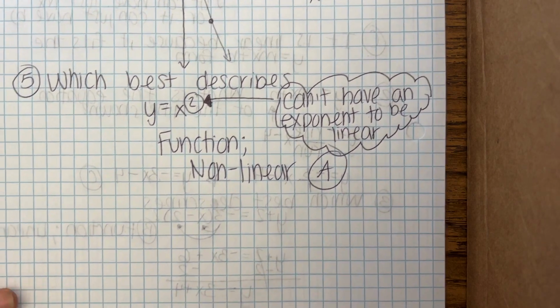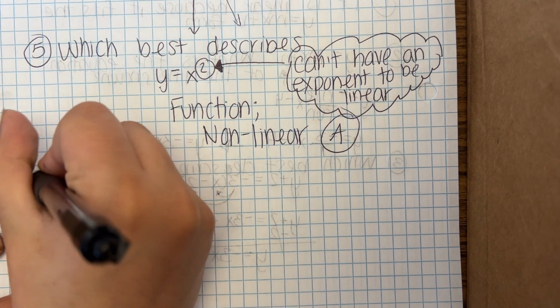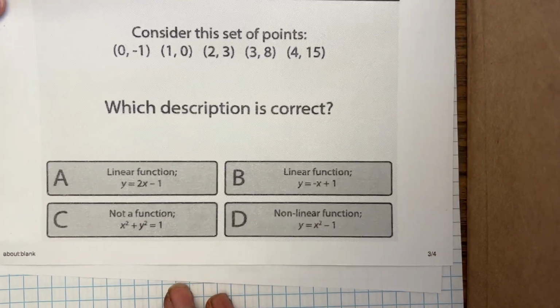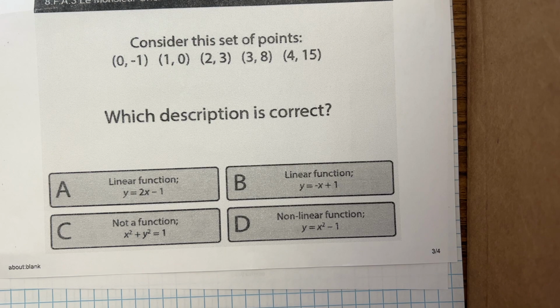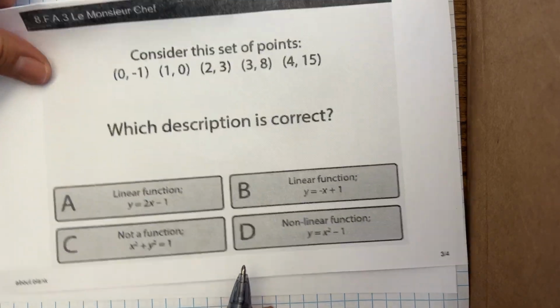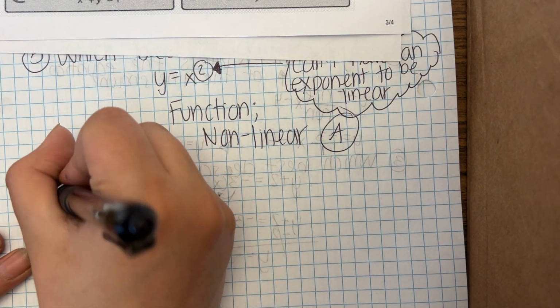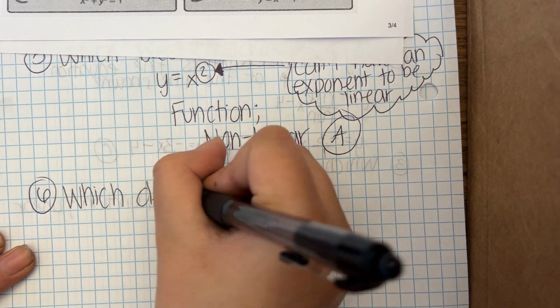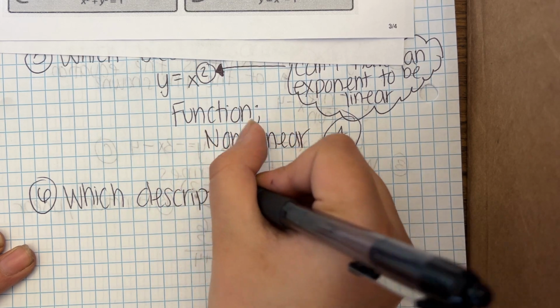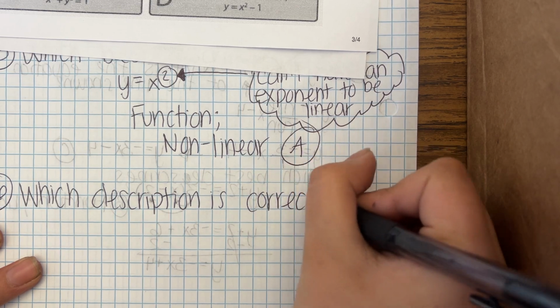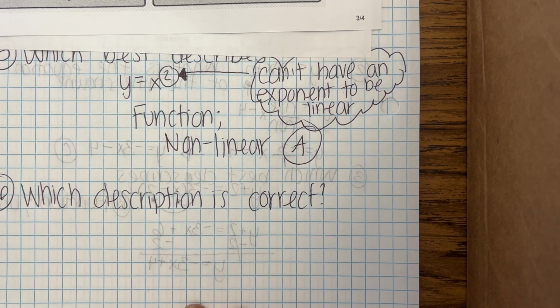Okay, awesome job. So now for our final one, it says, consider this set of points: (0, -1), (1, 0), (2, 3), (3, 8), (4, 15). It says, which description is correct? So I want you to write down the question. Which description fits the best? Is correct, sorry, not fits the best. So which description is correct?